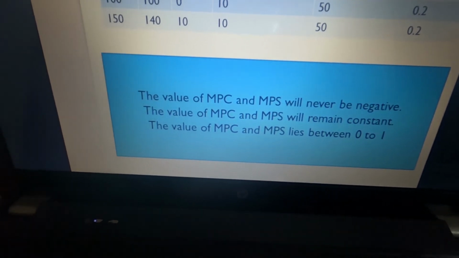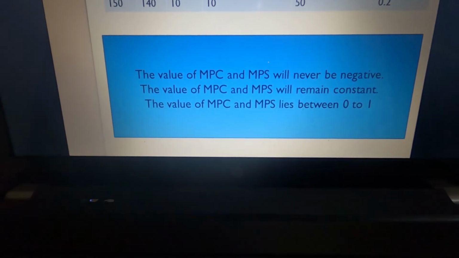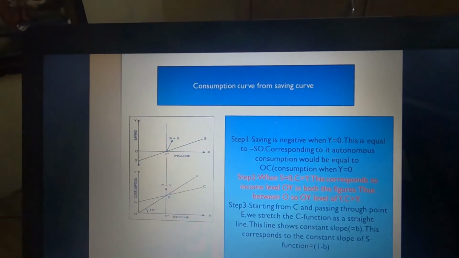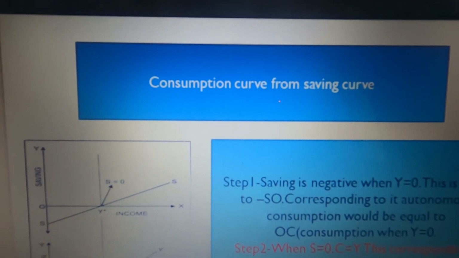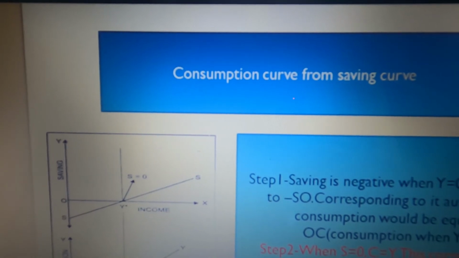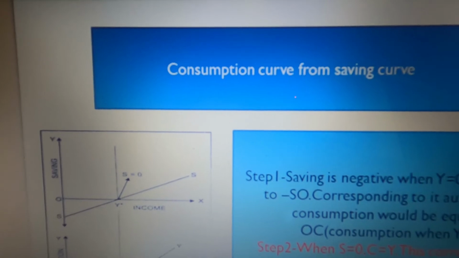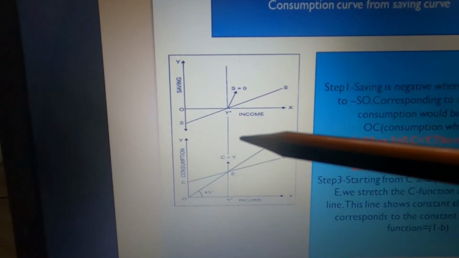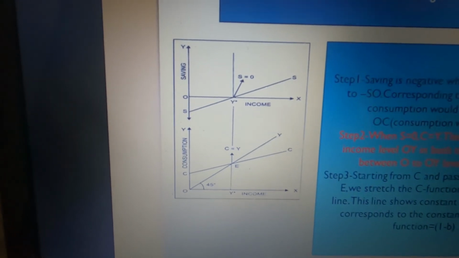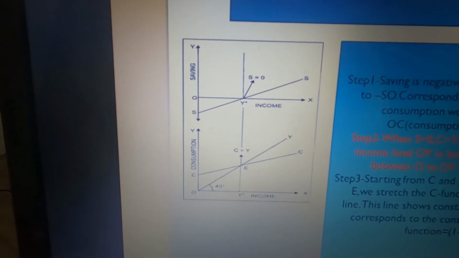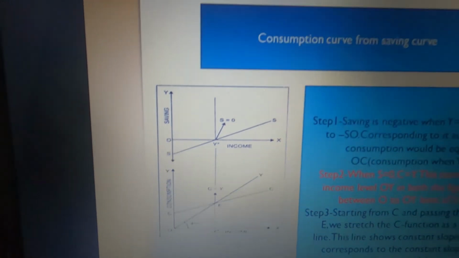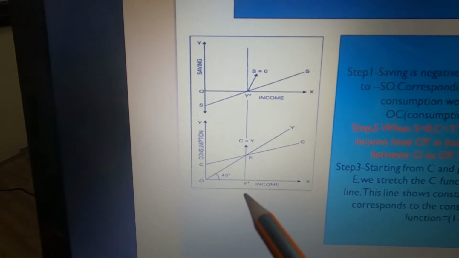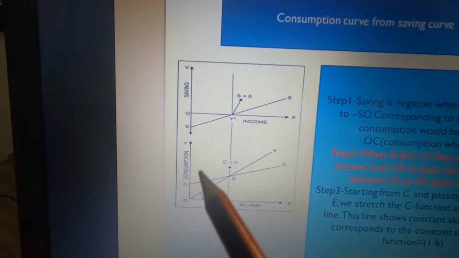All right. Now, next one. We go for this one. Now, see here, the topic is how to derive the consumption curve from the saving curve. This one we have seen, right? This one is the saving curve and this one is the consumption curve. So these two we have seen in our saving function as well as consumption function. Now, using this saving curve, we have to derive the consumption curve. Is that clear? So the diagram will come like this.